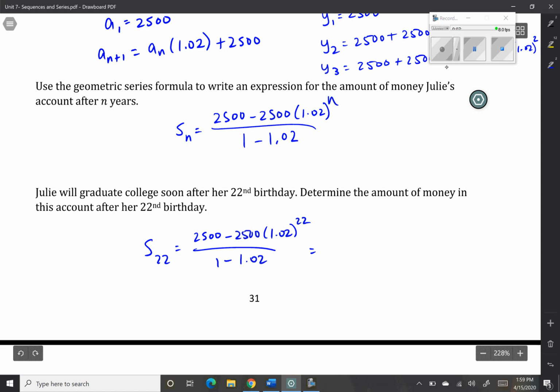So we're just going to plug into the formula we created above. And Julie is going to be a very rich lady. Her parents did a nice job here of saving her money. If you type this into your calculator, you get $68,247.46.